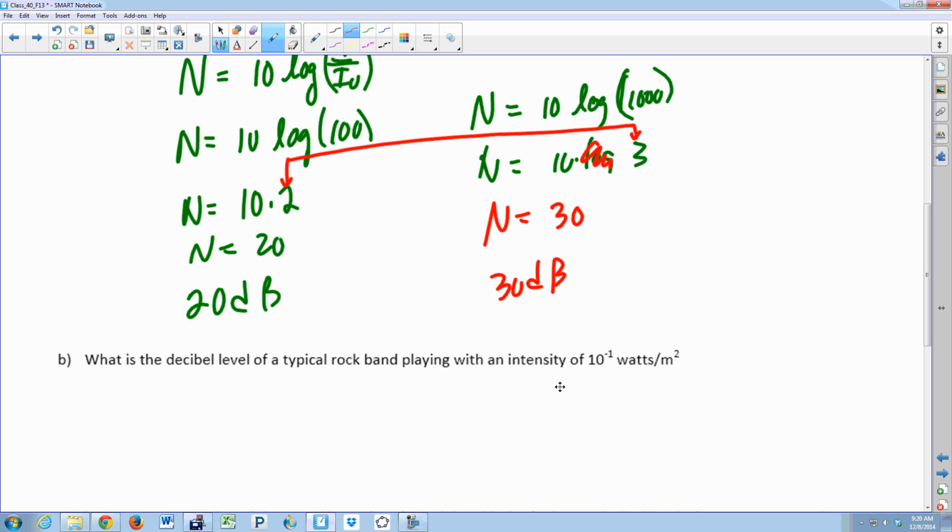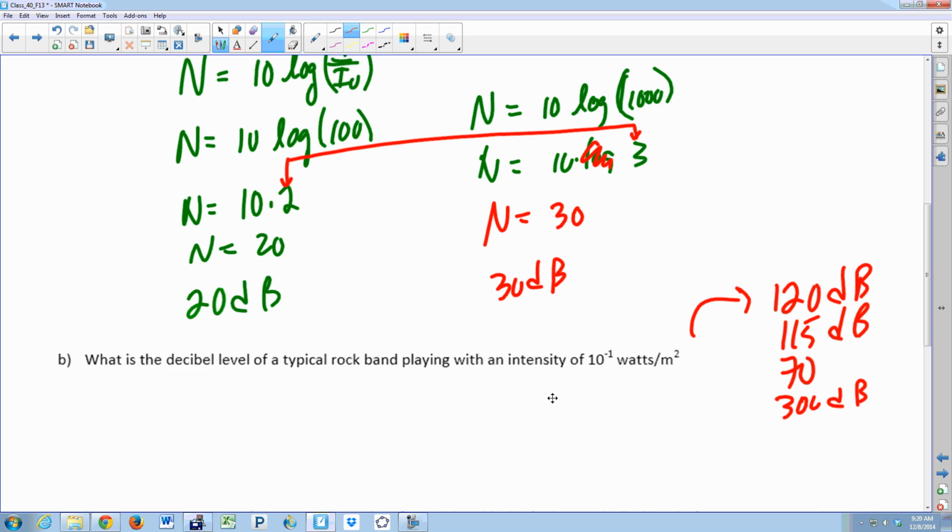So let's see what the typical decibel level of a rock band is. Does anybody want to take a guess? So if human conversation is about 50 decibels. Any wild guesses about what you think the intensity of a rock band might be? 120. That's interesting. 115. 70. Okay. Any other guesses? Doesn't hurt to guess, Alex. 300. Oh my God, I don't think you'd be hearing, but let's see.